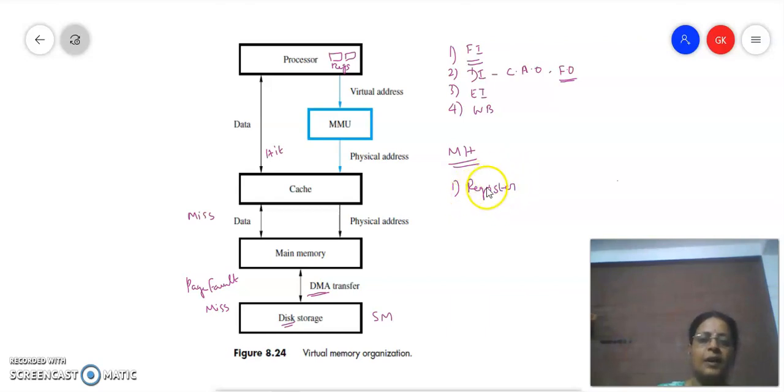If the registers are not able to accommodate all the data or instructions, it will be kept in the cache memory. Again, the cache memory is available in three levels, identified as level 1 cache, level 2 cache, and then level 3 cache.